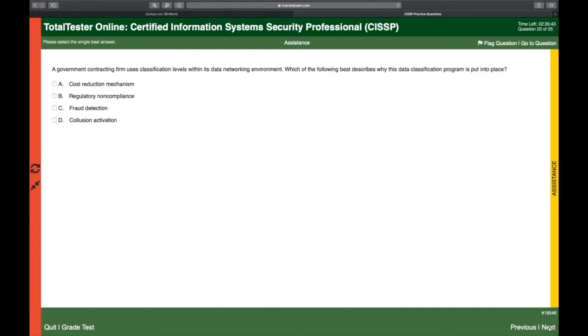Which of the following best describes why this data classification program is put into place? Yeah, we've seen this before and we chose incorrectly last time. Anyone? All right, as I recall, I think it was Alpha, cost reduction mechanism. I concur.